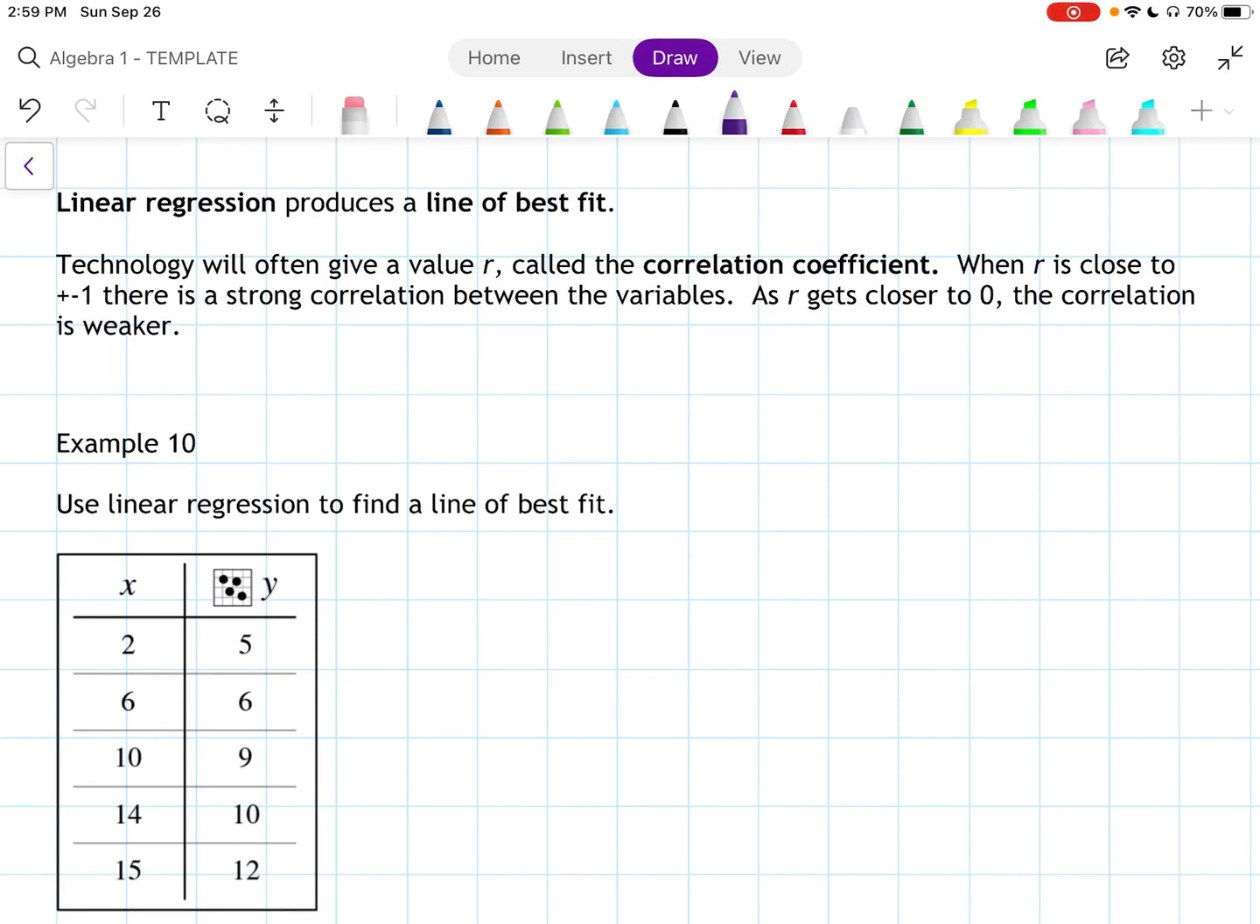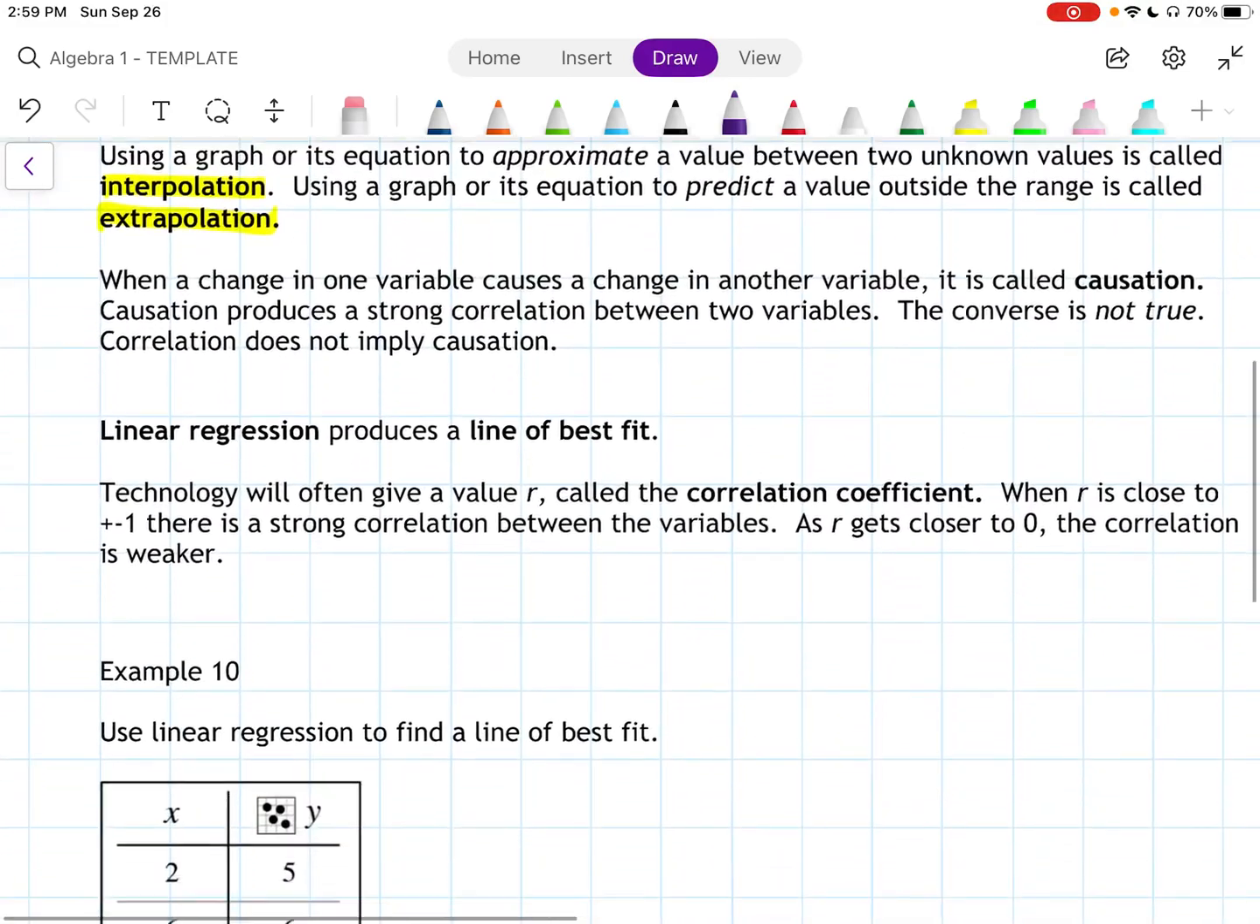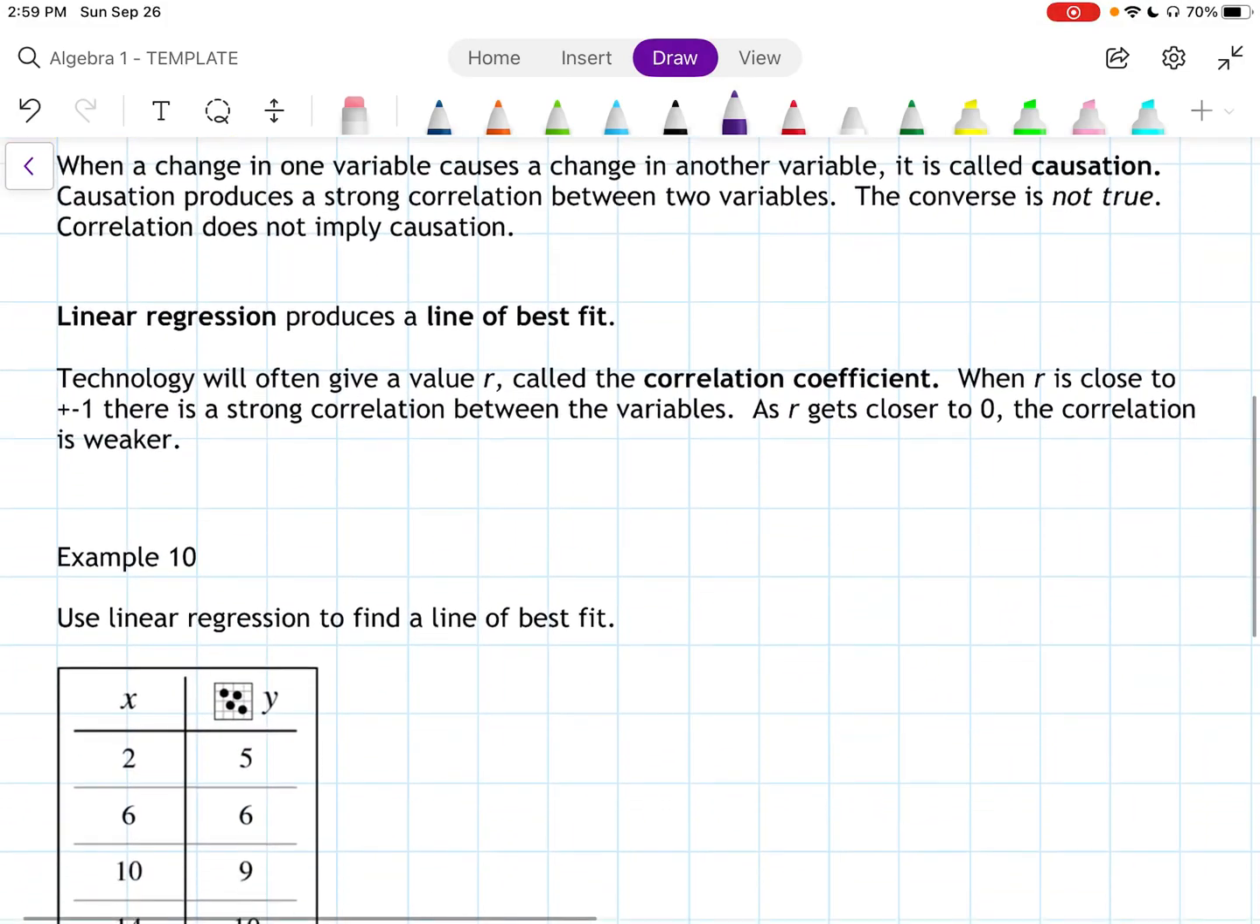Whenever we do this in our calculator, sometimes it'll give us an R value, right? R value, we look up here. Here we have residual. R is similar to that, called the correlation coefficient. When R is close to positive or negative 1, there's a strong correlation between the variables. As R gets closer to 0, the correlation is weaker, right?